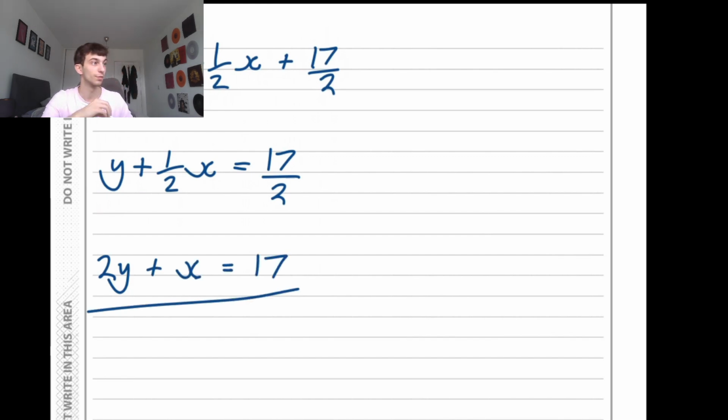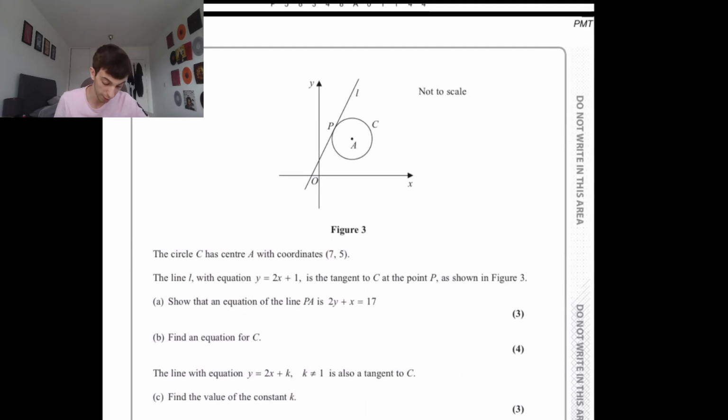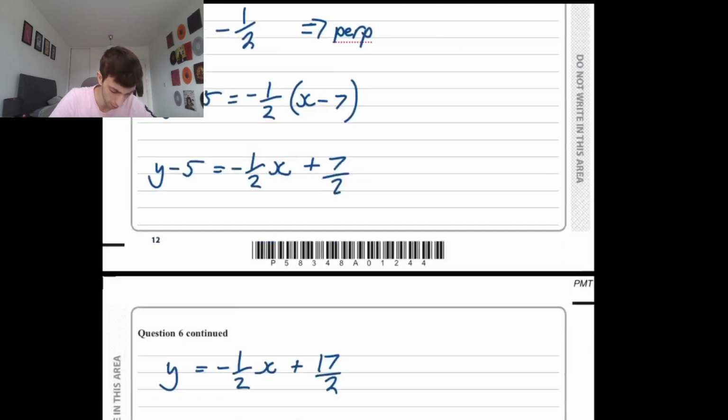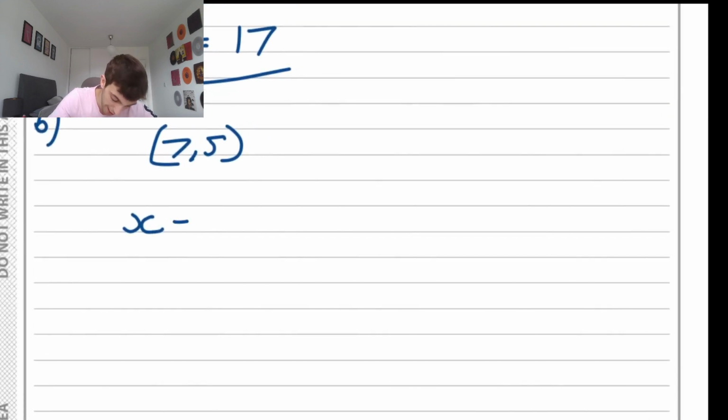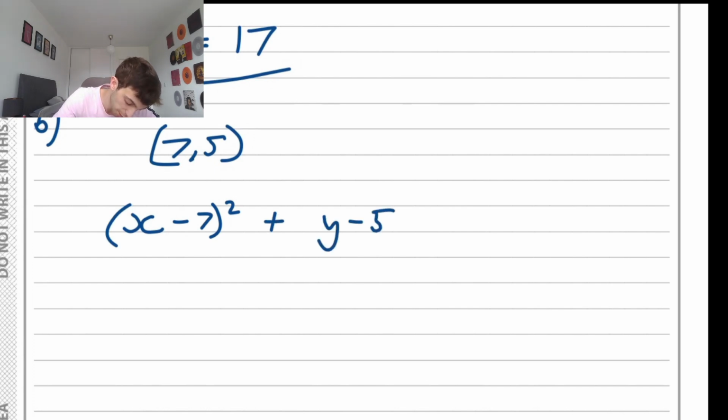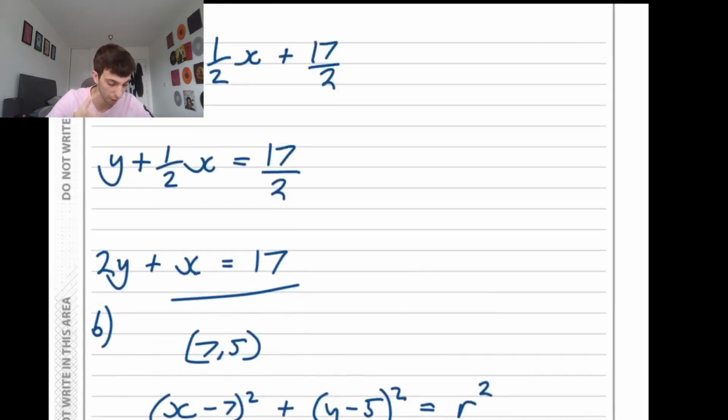That is part A. So for part B of this question, we have to find an equation for our circle C. So what do we already know? Well, we know it has the center 7, 5. So let's just start with that. So we already know, as our circle equation, we are going to have x minus 7 squared plus y minus 5 squared will be equal to the radius squared. Now, we currently don't have the radius, but we can find the radius.